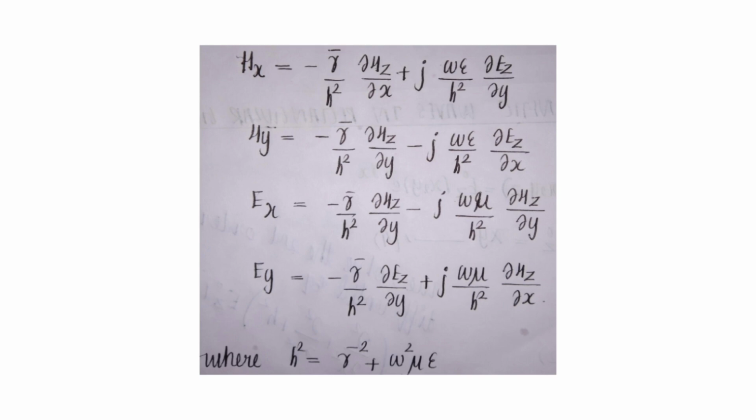If Ez and Hz are equal to 0, all the fields within the guide will vanish. For waveguide transmission, there must exist either an Ez or Hz component. For a rectangular guide, the boundary conditions are Ex is equal to Ez is equal to 0 at y is equal to 0 and y is equal to b. Ey is equal to Ez is equal to 0 at x is equal to 0 and x is equal to a.